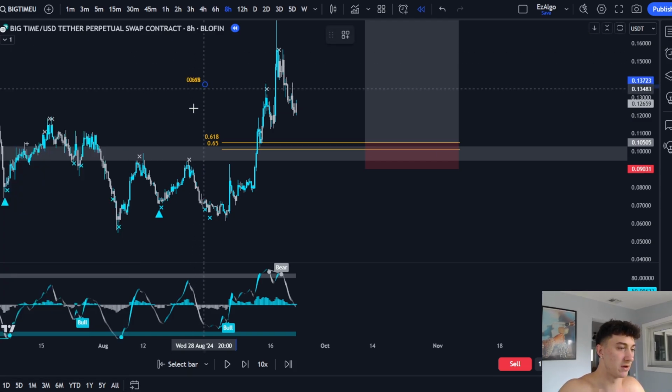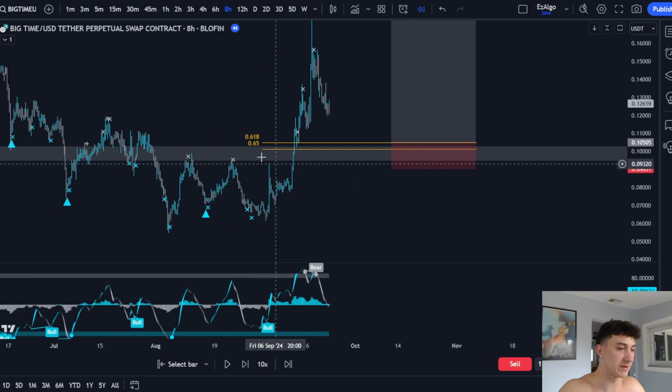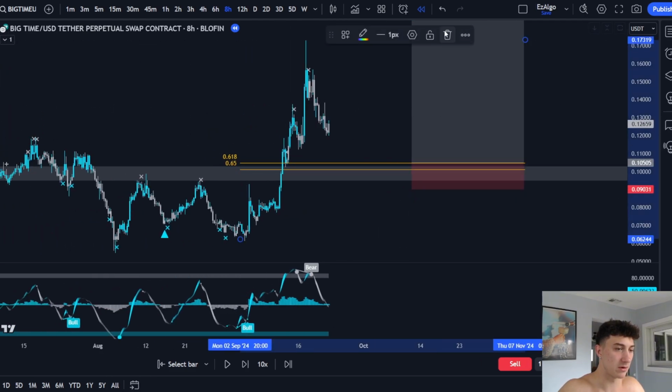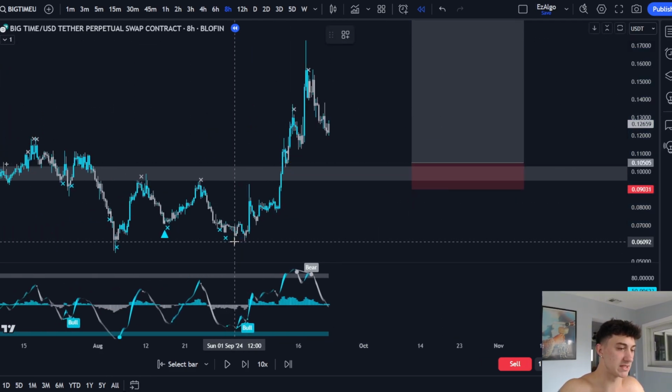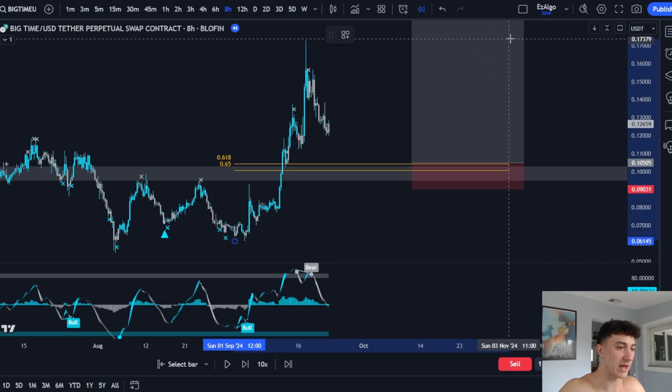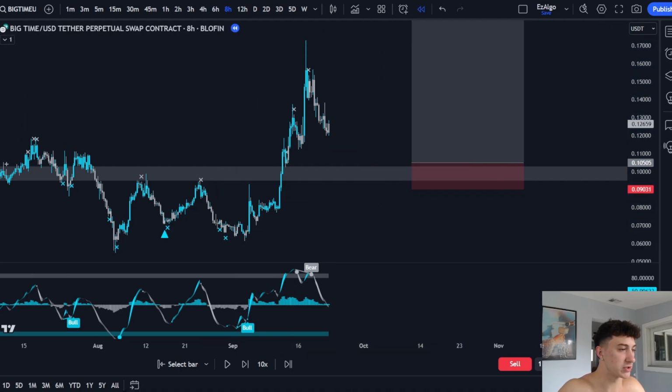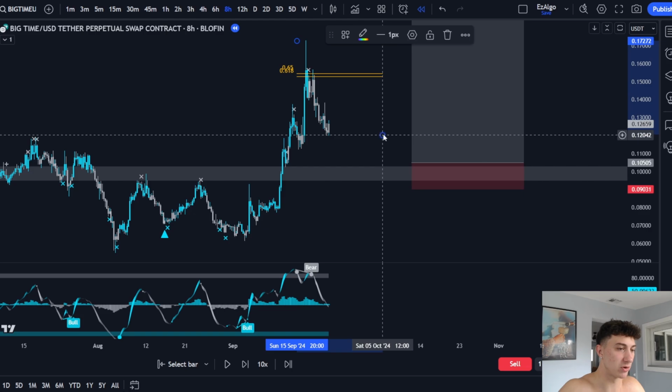If you press Alt F on your keyboard, you can draw it from the swing low to the swing high. Draw it from the swing low down here. This is the most recent swing low to the swing high for a long position, or you can draw it from the swing high to the swing low for a short position.